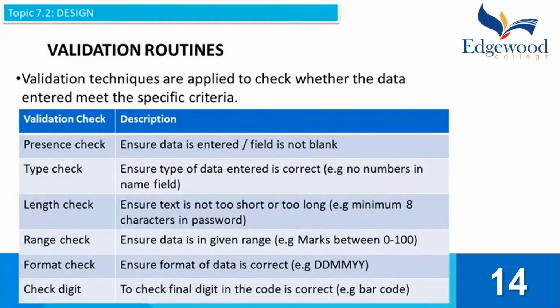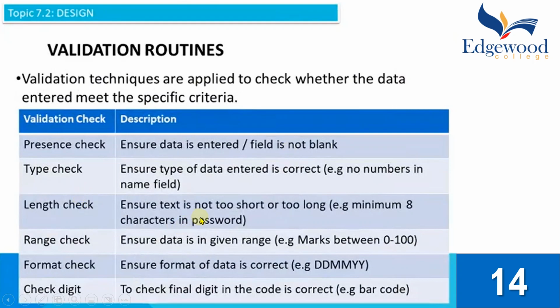Now, the validation techniques I apply check that the data entered meets the specific criteria. For the presence check, it ensures data is entered and the field is not blank. It means if it's a mandatory field, like I've said, and it's not filled, it should not proceed to the next record until that field has been filled. For the type check, it ensures that the type of data entered is correct. For example, if it's a name, your first name should not contain any form of number in the first name field or in the name field, as the case may be.